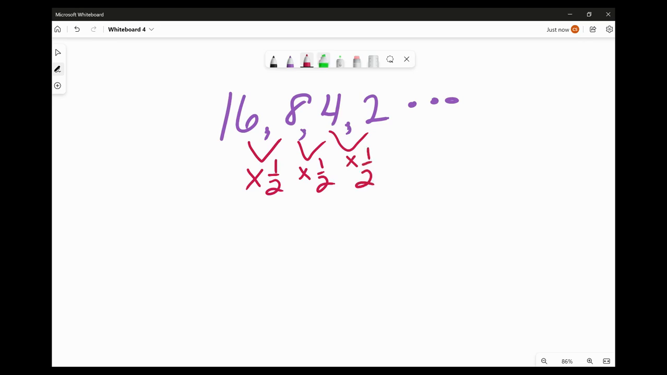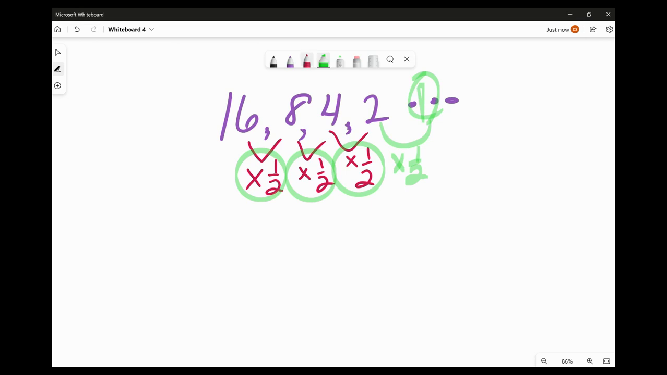All right, so that is a geometric sequence because you can see that each time I'm multiplying it by the same thing every time. And I could find the next number of the pattern by multiplying by a half, and 2 times a half, the next number in the pattern would be 1 because 2 times 1/2 is 1. Okay, so that's a geometric sequence.